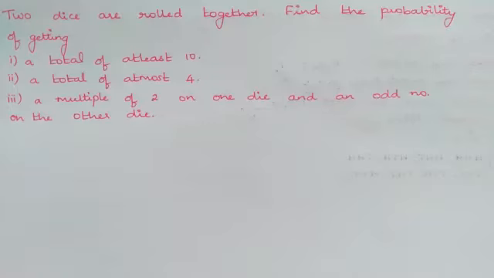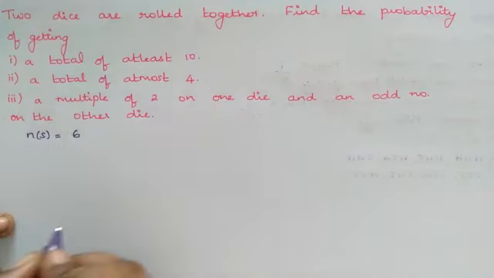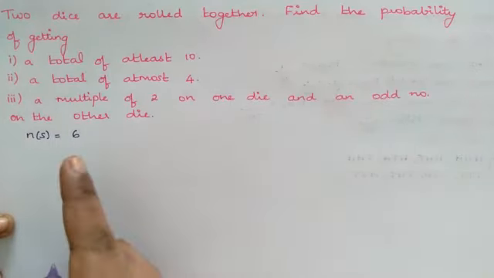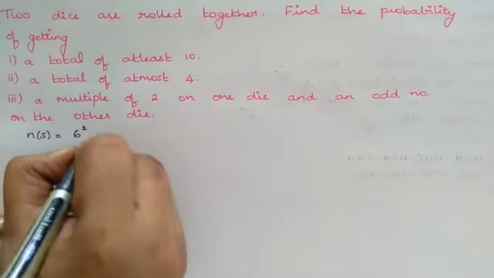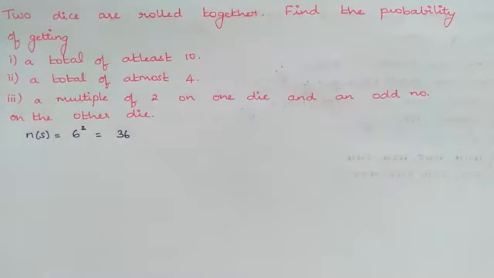As we all know, when we roll a single die, the number of possible outcomes is 6. n(S) is equal to 6 when we are rolling a single die, 6 power 1. In the same way, when we roll two dice at a time, the number of possible outcomes will be 6 power 2, that is, 36 possible outcomes. So let's write the sample space and check whether we are getting all the 36 possible outcomes.